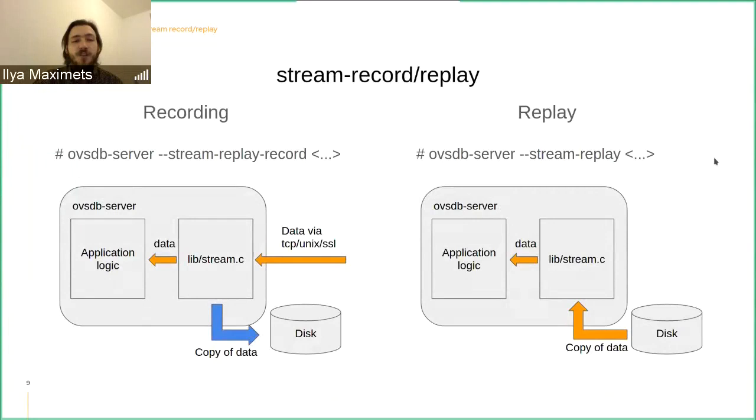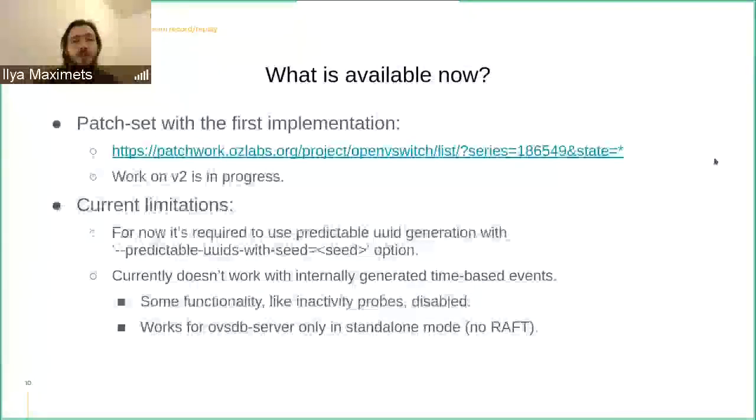If a process is started with the special argument stream replay record, a modified version of the stream library copies all the incoming data from all the connections and stores it on disk. And if a process is started with stream replay, the stream library actually doesn't establish any connection, it only reads data from disk. This way we could have a completely standalone testing environment because replay doesn't need any other connection except for files on the local disk.